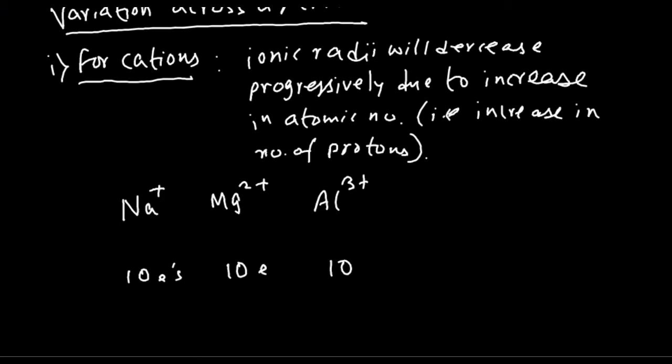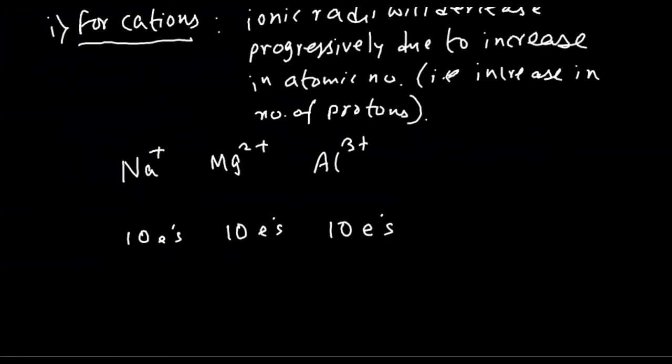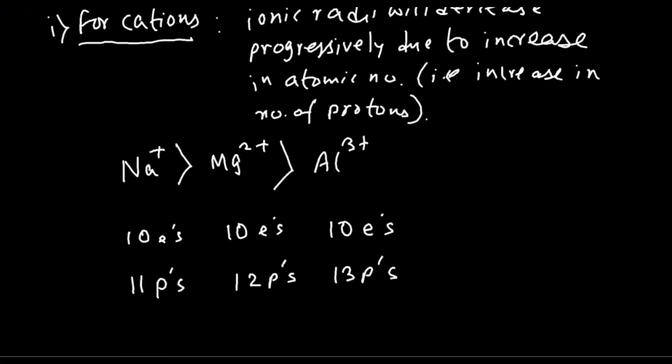But for sodium, we know there are a total of 11 protons. For magnesium, there are 12 protons. And for aluminium, there are 13 protons. So it is quite obvious that 13 protons will have stronger attraction towards the outermost electrons, and the least attraction will be for 11 protons. So automatically the ionic radii will follow this order. That means as we move from left to right across a period, the ionic radii will decrease.